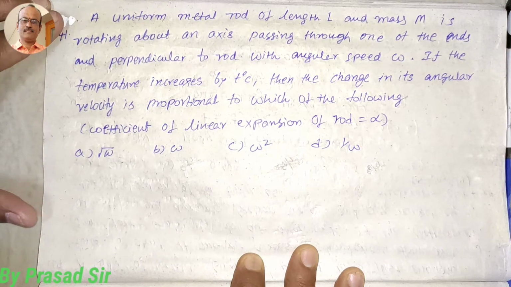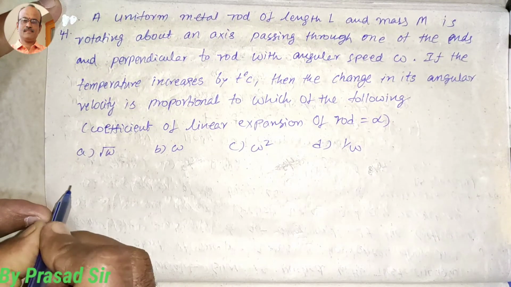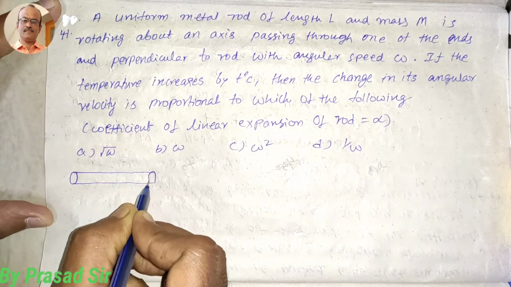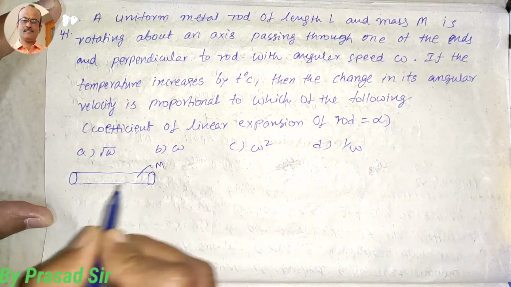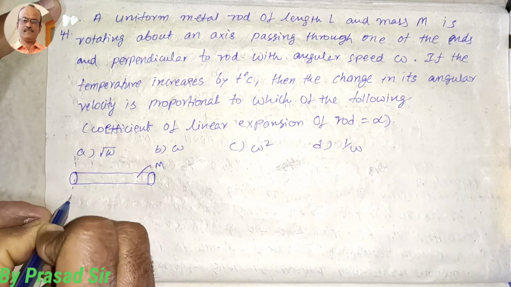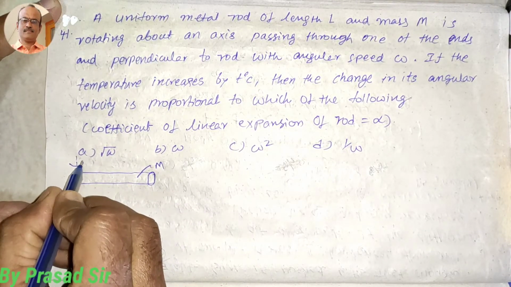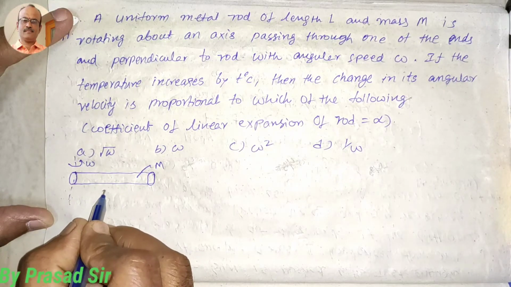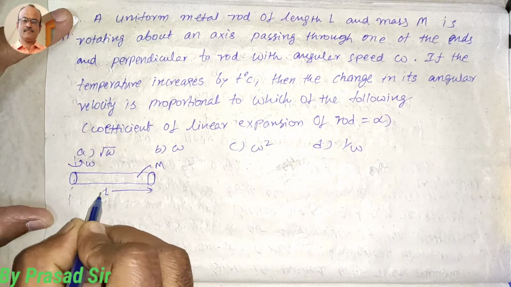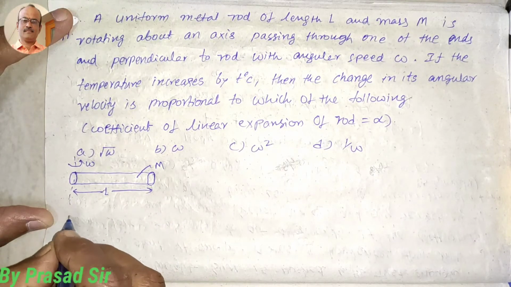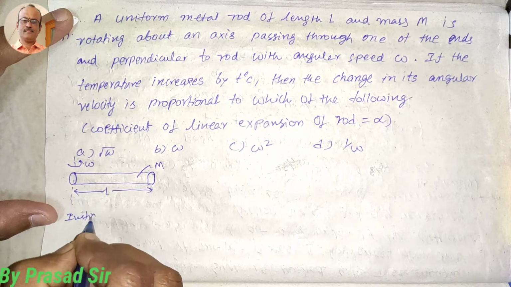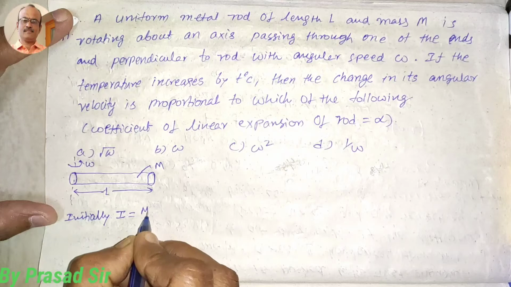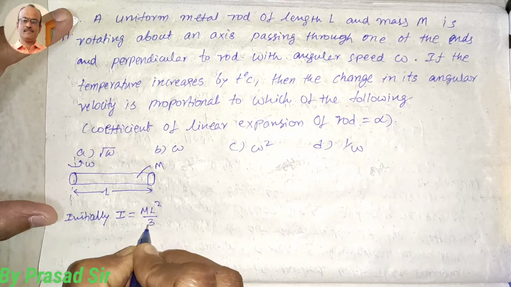So here options are given. So first of all, here there is a rod. The mass of this rod is capital M, which is rotating about the axis at one end with the angular velocity omega, and here the length of the rod I will take as L. Initially the moment of inertia I is equal to ML square by 3.